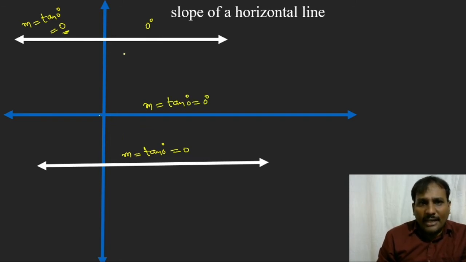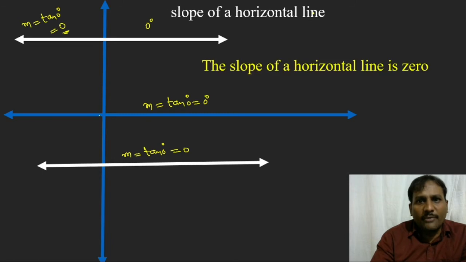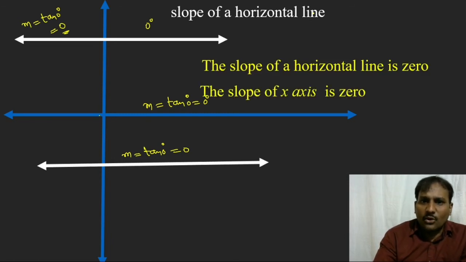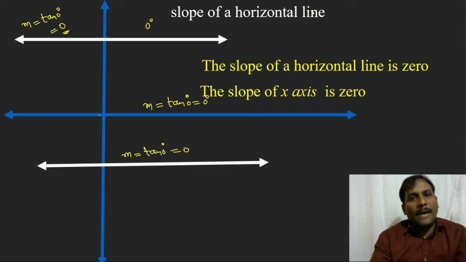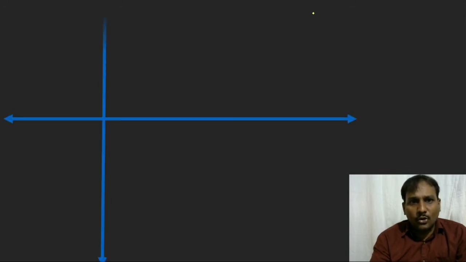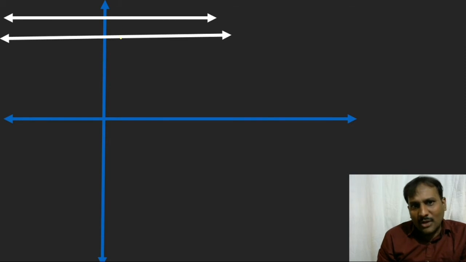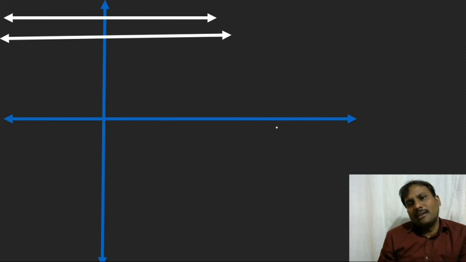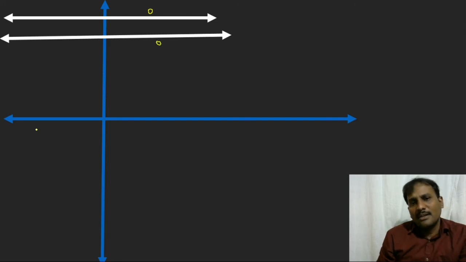So, the slope of a line which is parallel to the x-axis is also 0. Therefore, the slope of a horizontal line is 0, the slope of the x-axis is also 0, and the slope of a line parallel to the x-axis is also 0. So now let us take two parallel lines. We know that these two are horizontal to the x-axis. What is its slope? 0. What about its slope? 0.